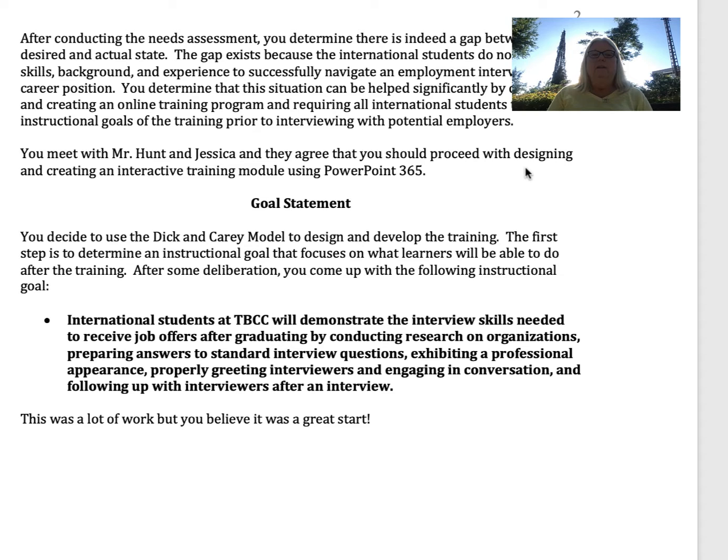Once we decide that, the next part is we have to determine a goal statement. So we look this over and determine our goal statement, and that's going to be the overarching idea for our entire training. Okay, and we come up with a great goal statement that international students will demonstrate the interview skills needed to receive job offers after graduating by conducting research on organizations, preparing answers to standard interview questions, exhibiting a professional appearance, properly greeting interviewers and engaging in conversation, and following up with interviewers after an interview.